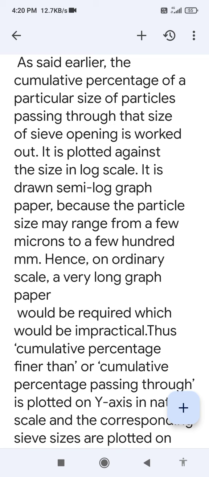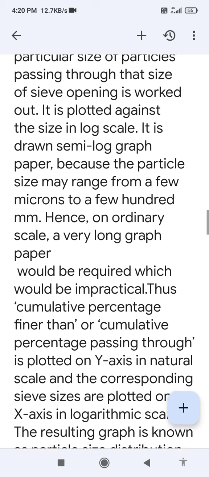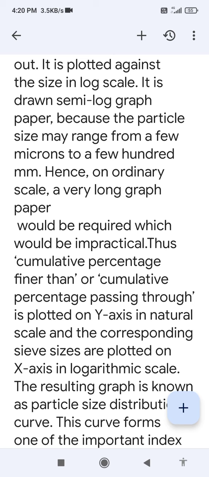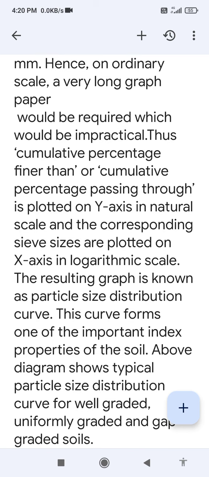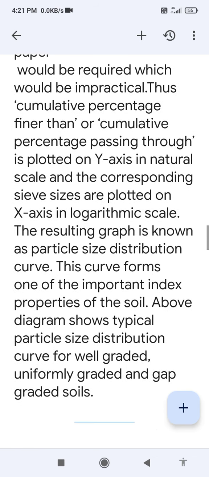It is drawn on semi-log graph paper, because the particle size may range from a few microns to a few hundred millimeters. Hence, on ordinary scale, a very long graph paper would be required, which would be impractical. Thus, cumulative percentage finer than, or cumulative percentage passing through, is plotted on y-axis in natural scale and the corresponding sieve sizes are plotted on x-axis in logarithmic scale. The resulting graph is known as particle size distribution curve.